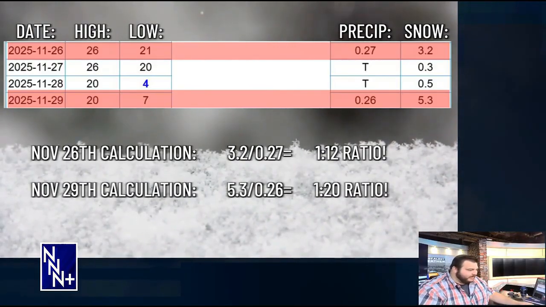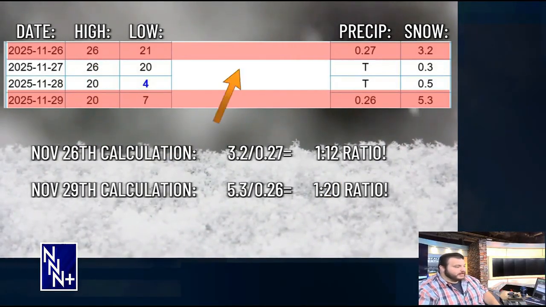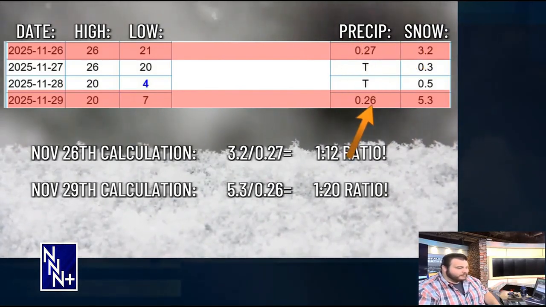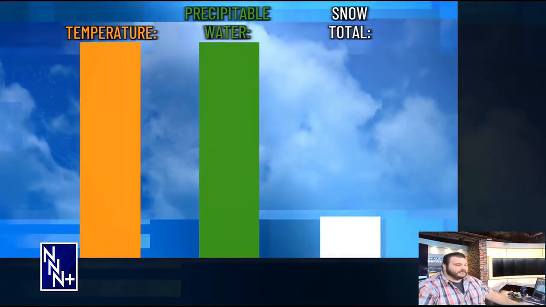With November 29th, we had a little bit more, a 1 to 20 ratio, almost that sweet spot. So 5.3 inches of snow divided by 0.26 inches of precipitable water, and we got a 1 to 20 ratio, again meaning 1 inch of water to 20 inches of snow. So temperature plays a huge role in the amount of snow that we get and the efficiency of the amount of liquid that we have available to us in our atmosphere.